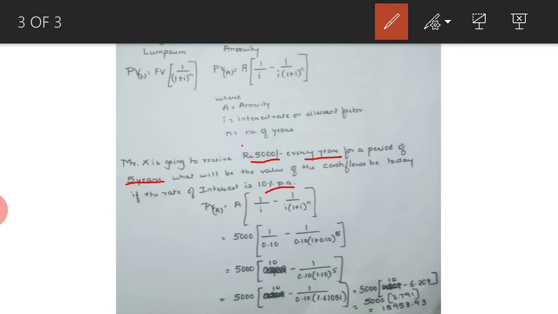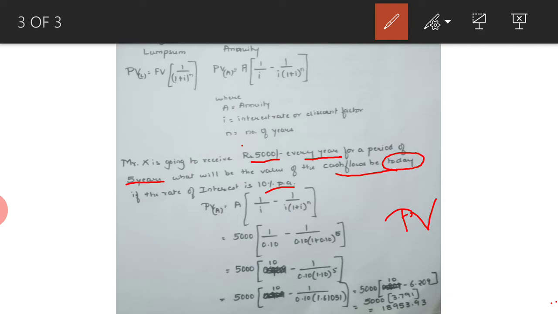So as we did for the previous problem, we have to first analyze whether we have to find out the present value or the future value, for which we have to read the question carefully. What would be the value of the cash flow today? So when I say today, I am talking about present value.